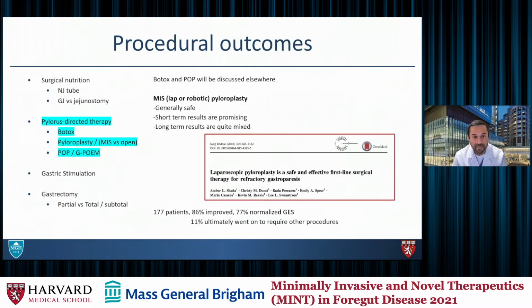So as I mentioned, the pyloroplasty is a safe procedure. It's been done laparoscopically and robotically. There's promising short-term results. The long-term results are quite mixed.